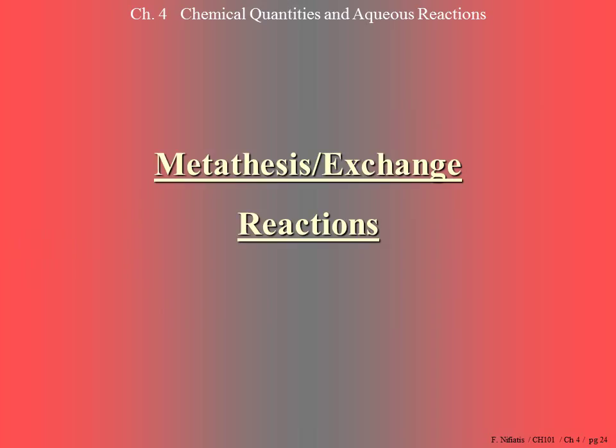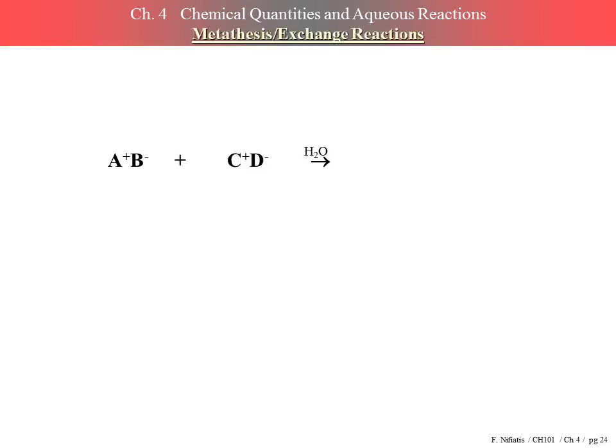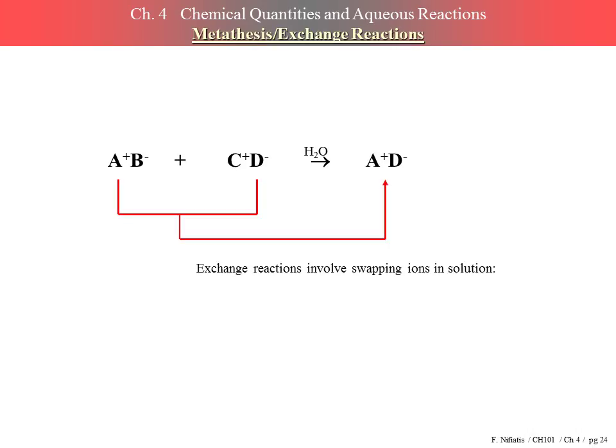Let's study the general format of the metathesis reactions, also called double displacement reactions. For a metathesis reaction, we need two ionic compounds, and the reaction takes place in water. Here I have used the ionic compound AB and the ionic compound CD. In order to write the products, we take the cation from the first compound and the anion from the second compound, A and D, and we put them together.